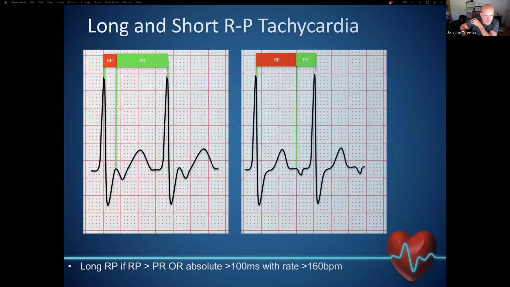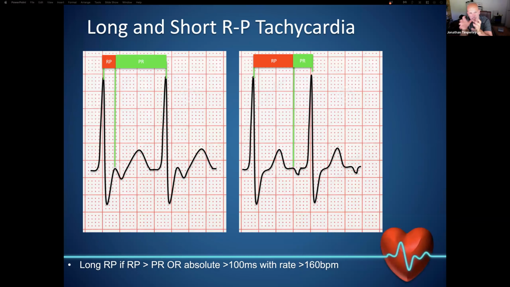So we can also classify supraventricular tachycardias in terms of their RP relationship. So we have a long RP and also a short RP tachycardia. That's dependent on looking at your QRS and then just measuring back to your P wave. Is it short or is it long?